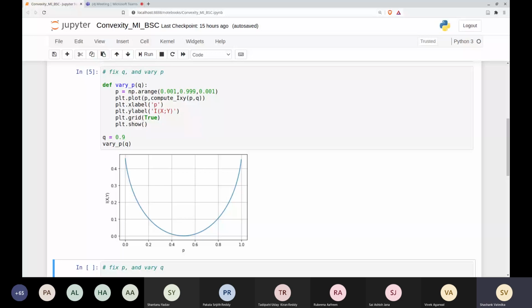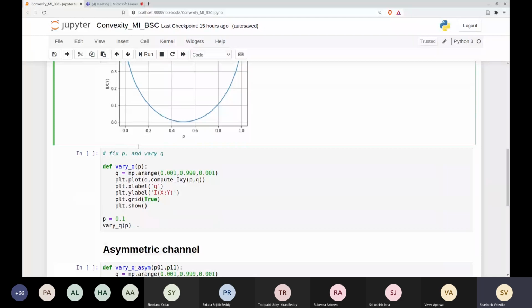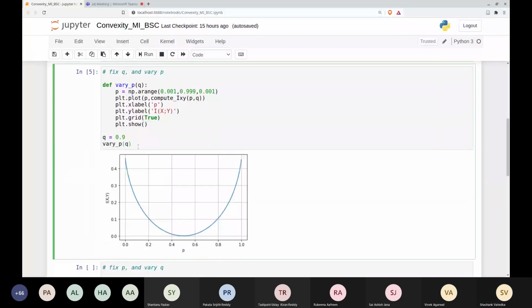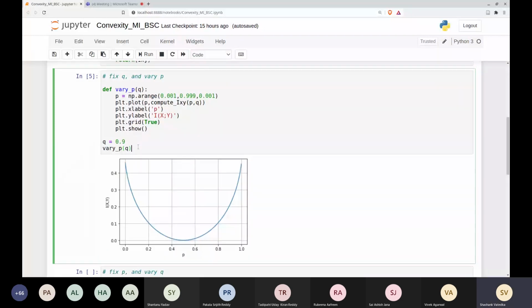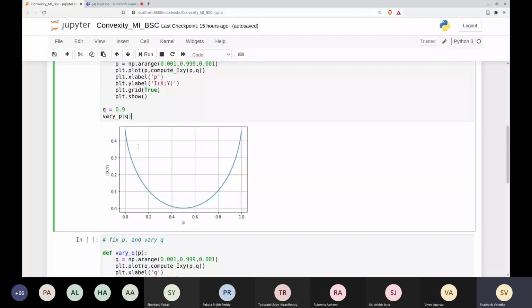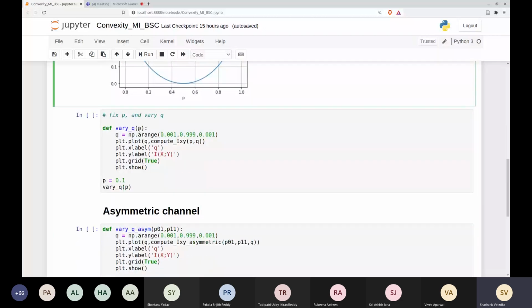So the minimum possible mutual information is of course zero, and it is achieved when P is equal to a half. And this is for any binary symmetric channel. Right. So now let me fix the channel transition probability P and vary Q.